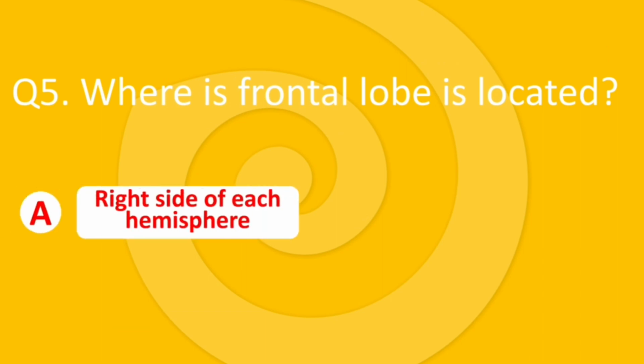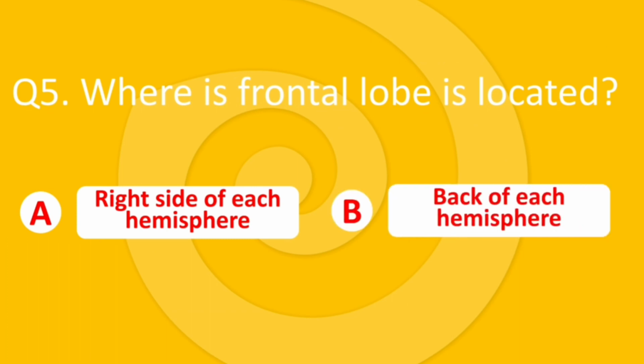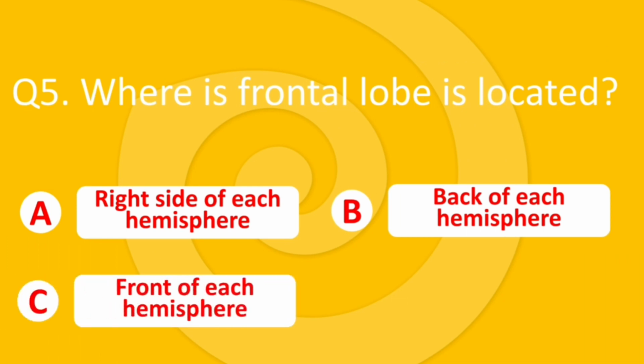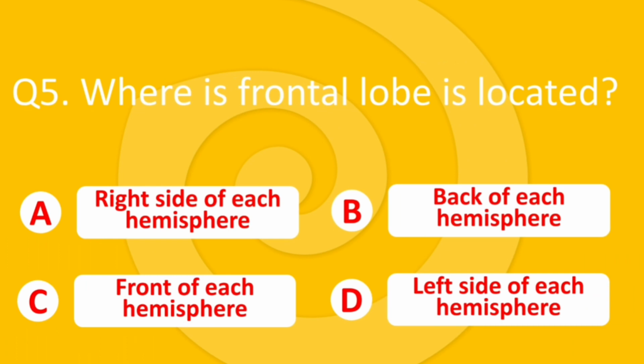Question number 5. Where is frontal lobe located? Option A, right side of each hemisphere. Option B, back of each hemisphere. Option C, front of each hemisphere. Or option D, left side of each hemisphere. So the right answer is front of each hemisphere, option C.